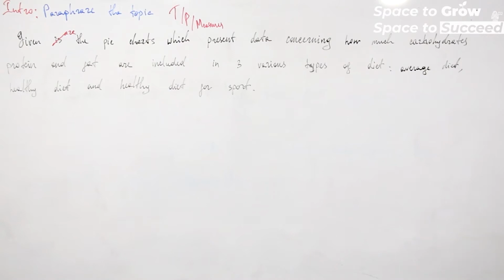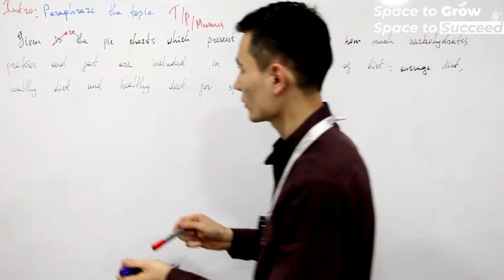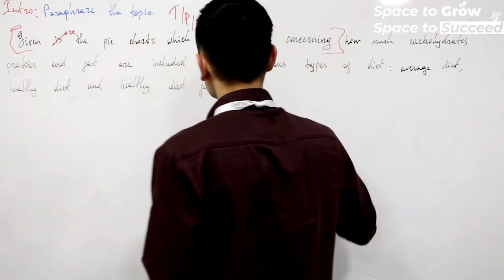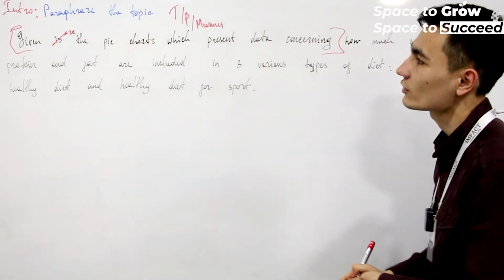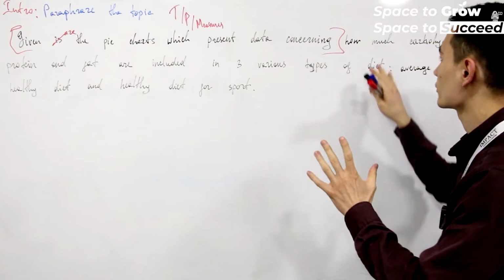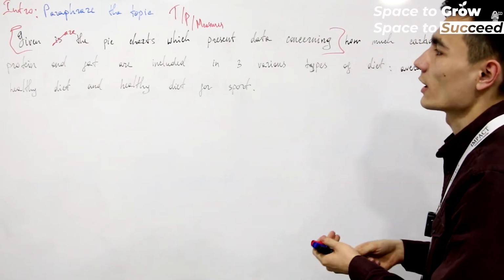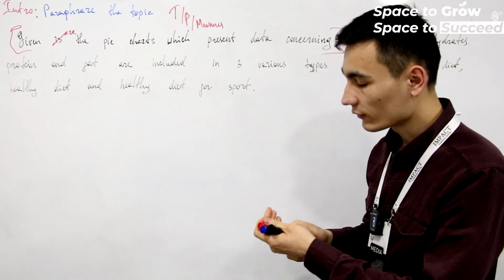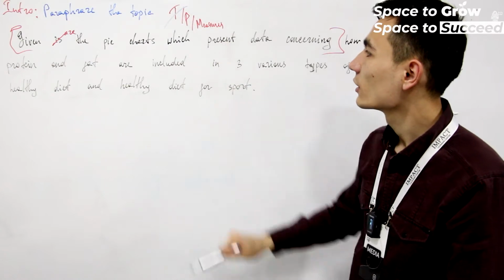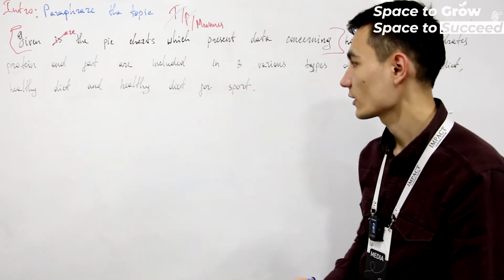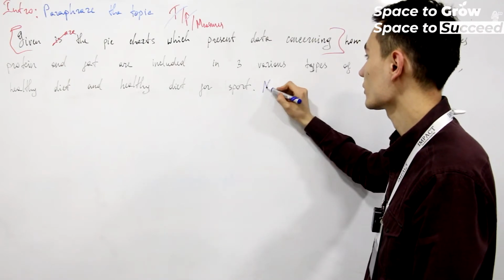Measures, and you just have to give measures down. This is the introductory structure, as you know. This never changes: given our pie charts which present data concerning, and we just give the main actual information following this. We don't have years, so you just don't give time. Place, we don't have anything actually. We have measures which are percentages. We say measures are given in percentages.